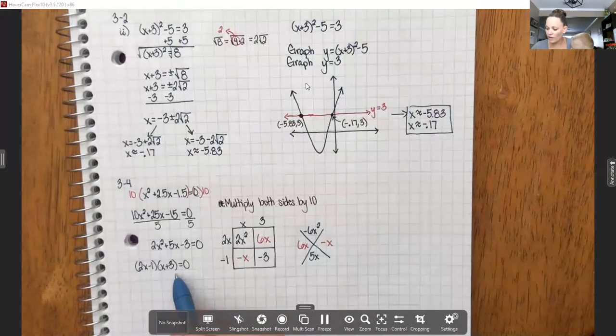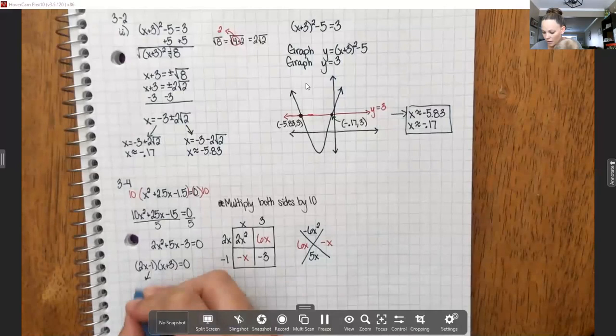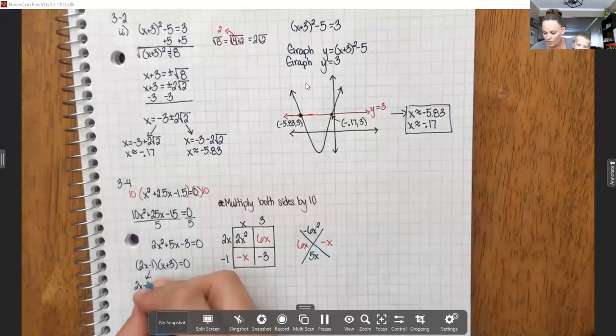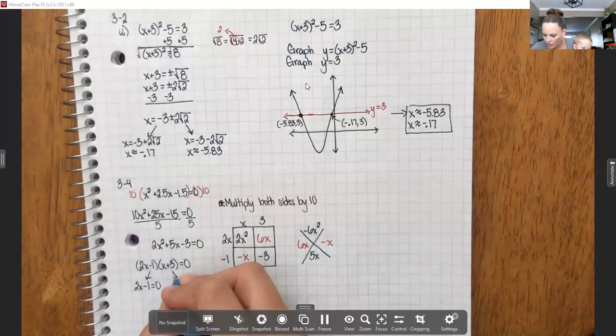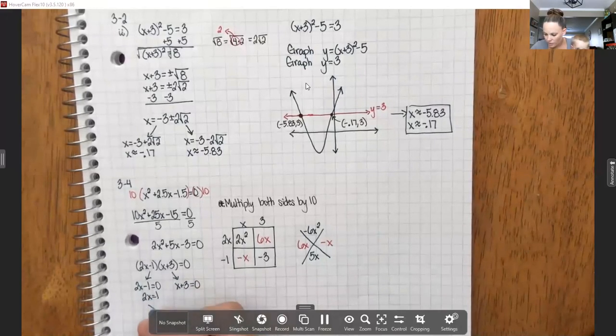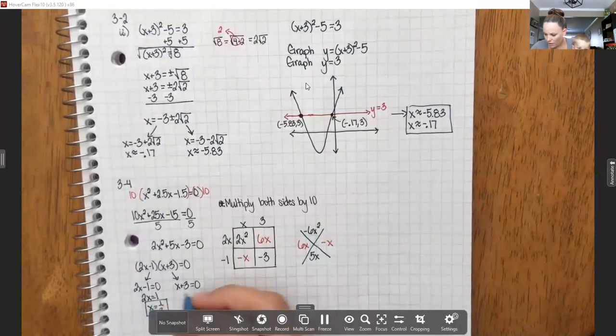Okay, so now we can do the zero product property because we had two things multiplied together to get 0. So we get 2x minus 1 is 0 and x plus 3 is 0. Here we add 1 to both sides. 2x equals 1, so x equals 1/2. Here we subtract 3 and we get x equals negative 3.